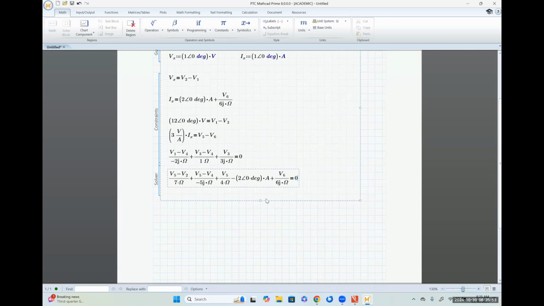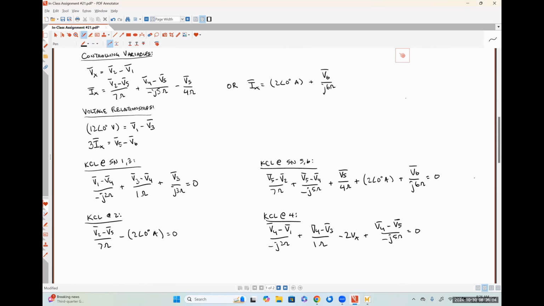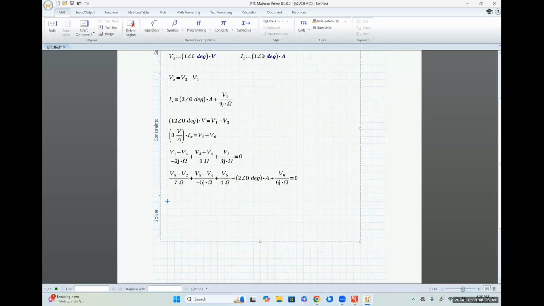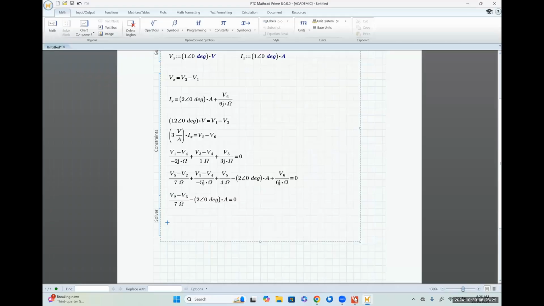And now I've just got my 2 regular KCL equations. So let me remind myself of what those look like. So V2 minus V5 over 7, minus 2 angle 0 degrees amps is control equal to 0. And then my last equation is V4 minus V1 over minus J2.